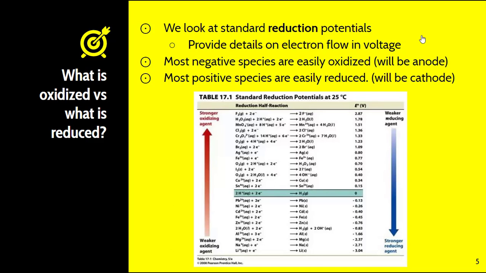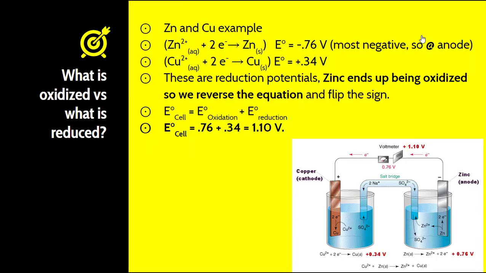So if you look at the value for E, you will find that, if we were using, for example, copper and zinc, zinc is the more negative species at negative 0.76, and copper is more positive at 0.34. So zinc is going to be your anode, and copper is going to be your cathode. Again, looking at that example, zinc and copper: zinc's reduction potential is negative 0.76, the most negative of the two, so it is at the anode, and copper is going to be your cathode.